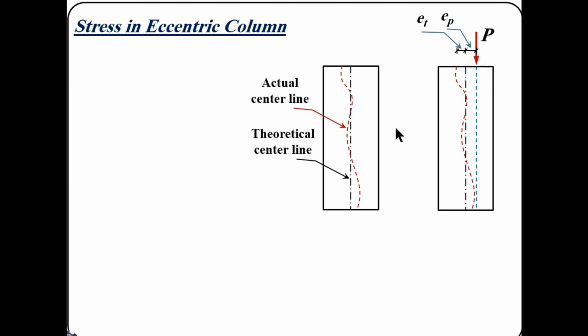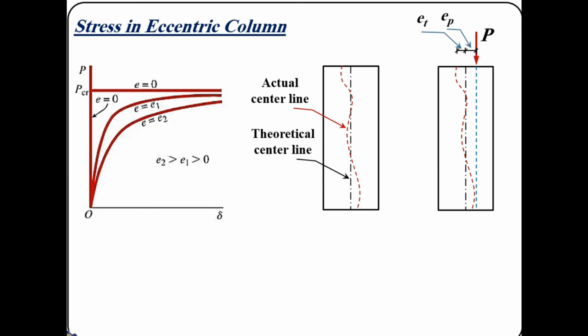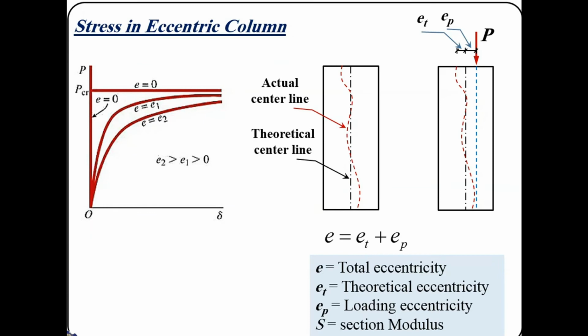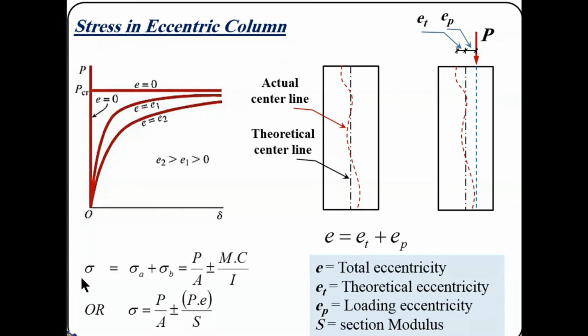So what will be the effect of this eccentricity? Here, the total stress in the member will be the summation of the axial stress and the bending stress. Axial stress is computed by the load divided by the cross-sectional area, which gives compressive stresses. But the load may have some eccentricity, either due to ET or EP, or due to the combined effect of the theoretical eccentricity and loading eccentricity.